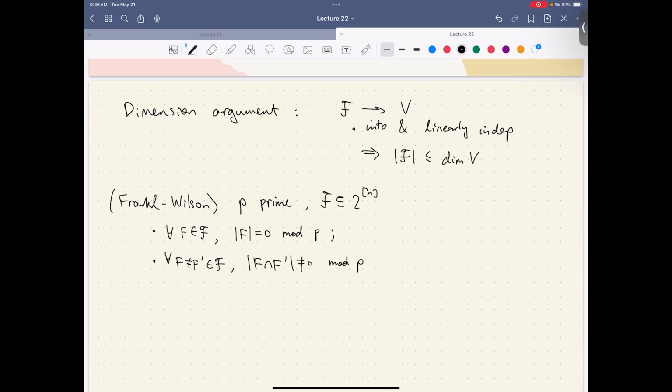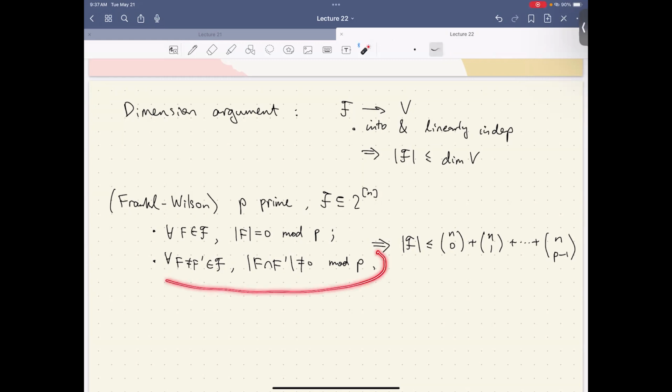If we have these two conditions, then the conclusion is that we can bound the cardinality of this family fairly well by the sum of binomial coefficients of the first P layers. For a particular choice of n and P, this sum is exponentially smaller than 2 to the n. So it gives a very strong bound when we're just forbidding a single intersection size.